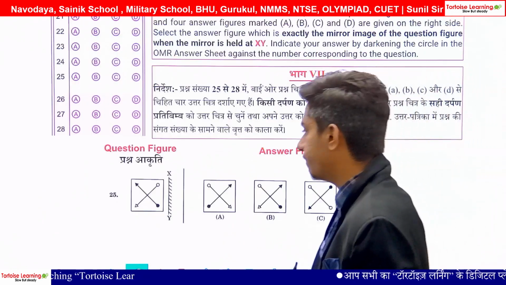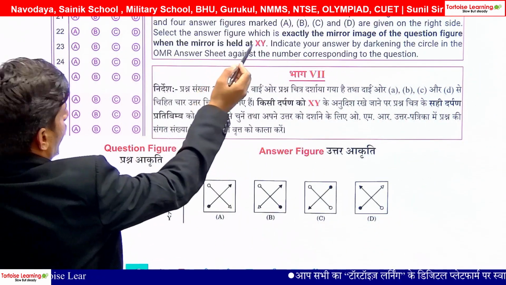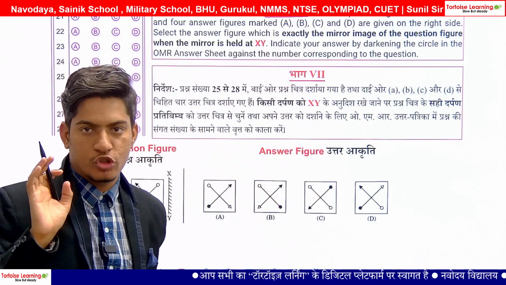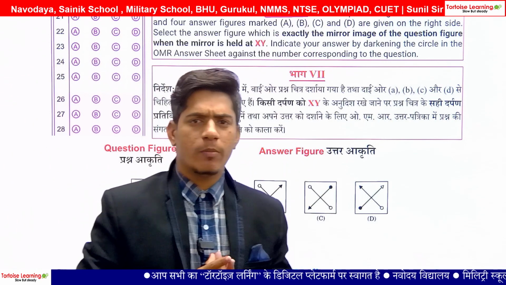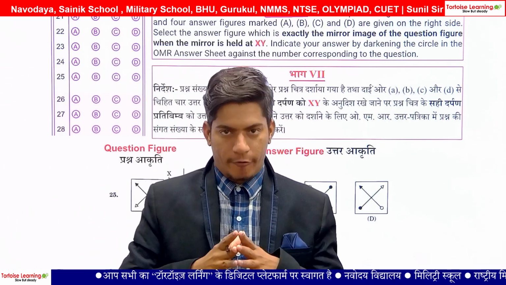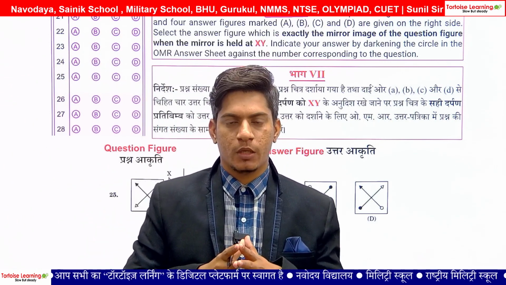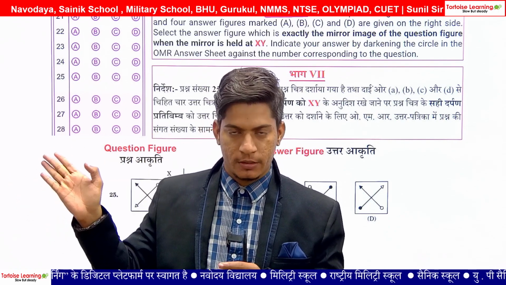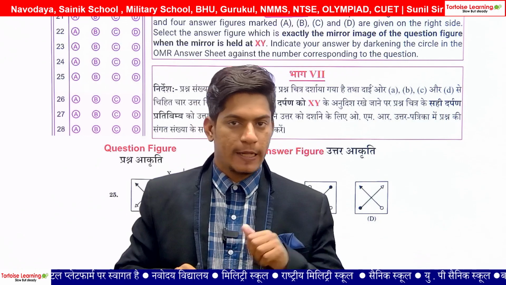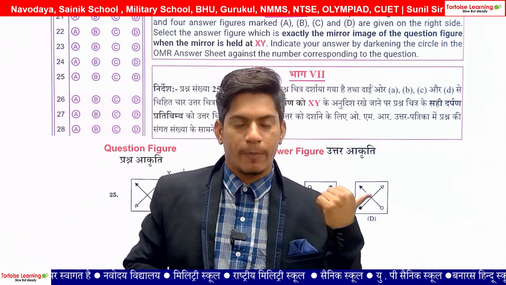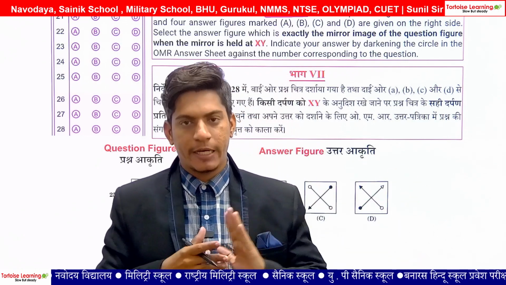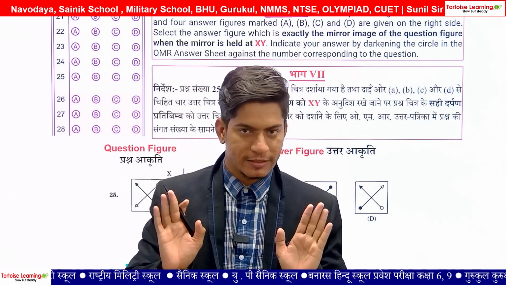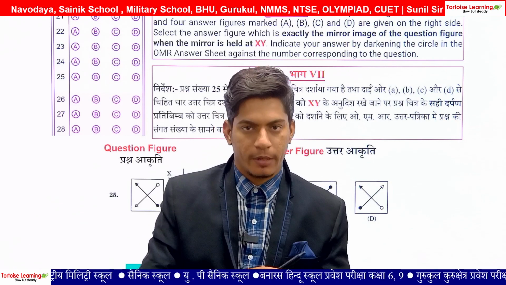Now next, from 25 to 28, mirror image. If you don't know about mirror image, don't worry. Whenever we look in a mirror, my left side will appear on the right side, my right side will appear on the left side, but my up and down side will be the same. I am talking about a mirror.